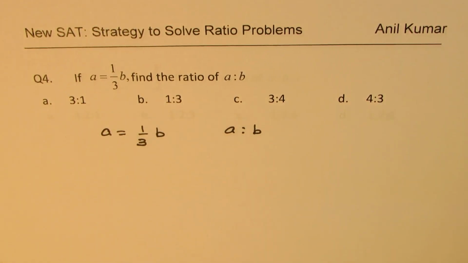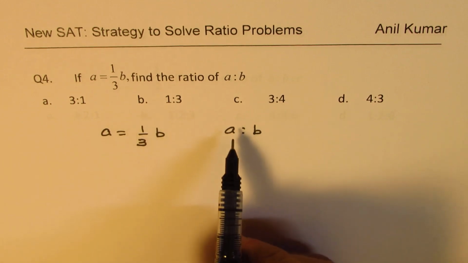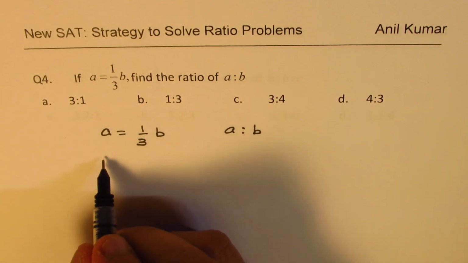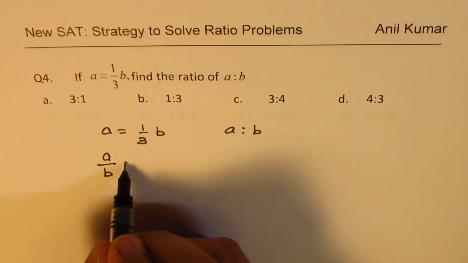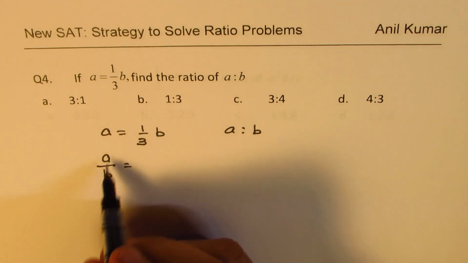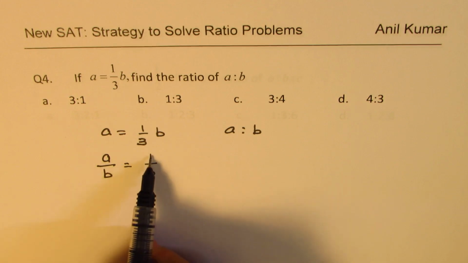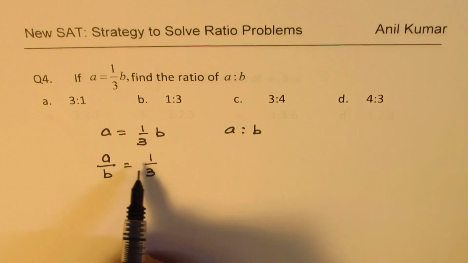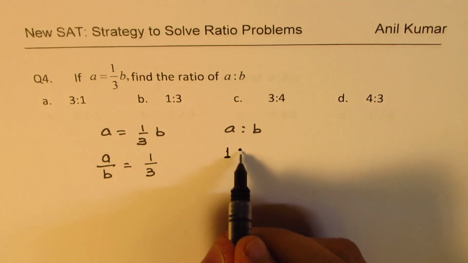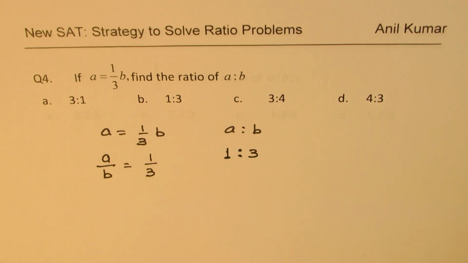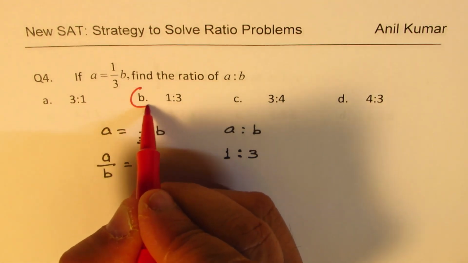Well, there are 4 options. How could we do it? So whenever we say ratio, it really means what is A over B equals to. So we'll just cross multiply. We get A over B as 1/3. Now that gives you the ratio. A is 1, B is 3. Does it make sense to you? So we can get the ratio as 1 is to 3, and that is our option number B.